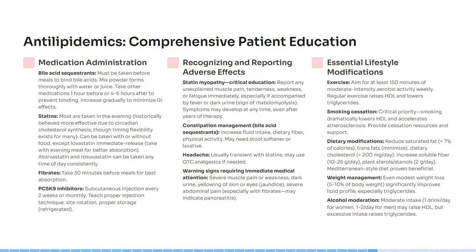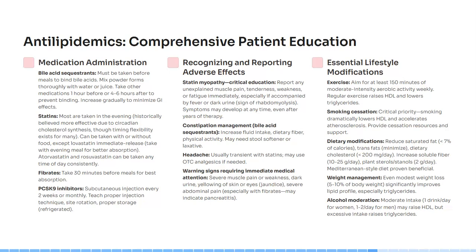Statins, we want to tell our patients about that myopathy. It's very important. Any unexplained muscle pain, tenderness, weakness, or fatigue immediately, especially if accompanied by fever or dark urine, because that's a sign of rhabdo, they need to let you know. Those symptoms can develop at any time, even after they've been taking this for years. So don't discount it because you think, oh, they've been on this too long. They can't have rhabdo. Yes, they can.